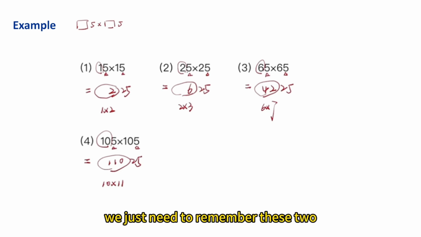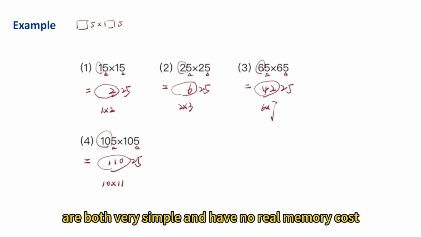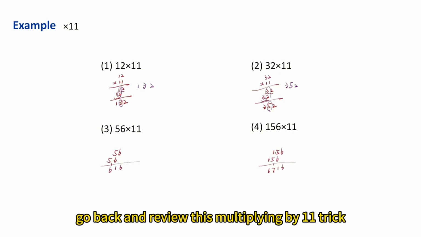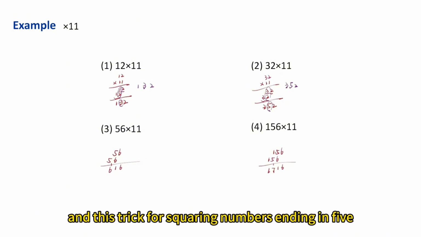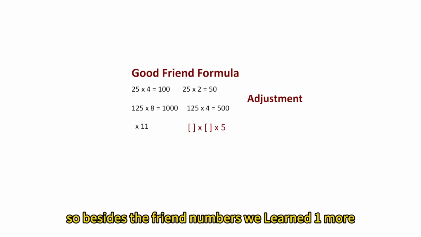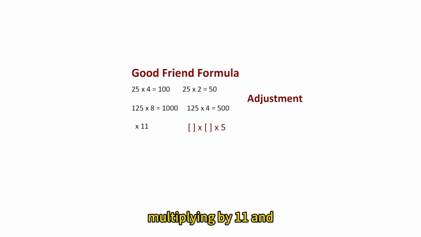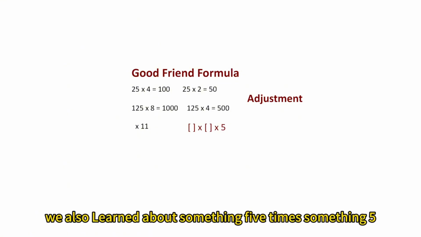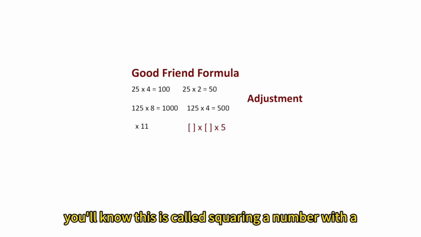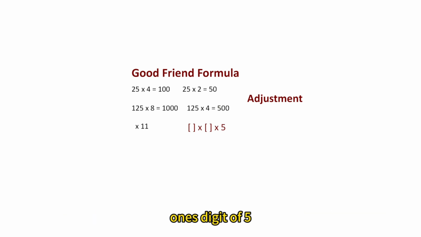We just need to remember these two. Okay, these two are both very simple and have no real memory cost. Go back and review this multiplying by 11 trick, how it works, and this trick for squaring numbers ending in 5. Okay, let's also summarize. So besides the friend numbers, we learned one more, multiplying by 11. And we also learned about something 5 times something 5. After you learn about squares, you'll know this is called squaring a number with a ones digit of 5.